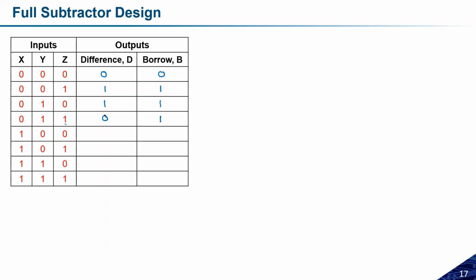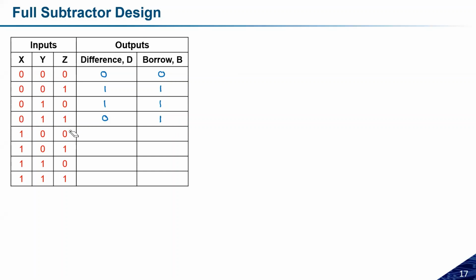Let me repeat it again. This is a very important case. First I have to perform this one, 0 minus 1, so I need to borrow something, so borrow will be high, and after subtracting I will get 1, and then I have to subtract 1 minus this one, so 1 minus 1, that will give you 0. So this is how 0 and 1 is coming.